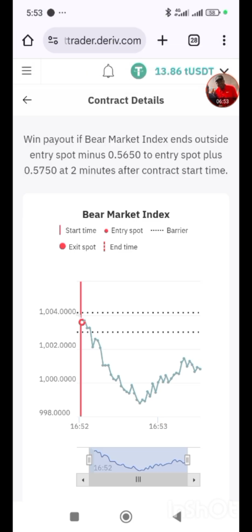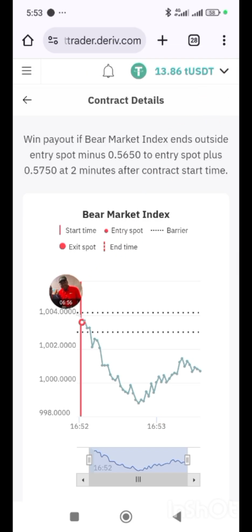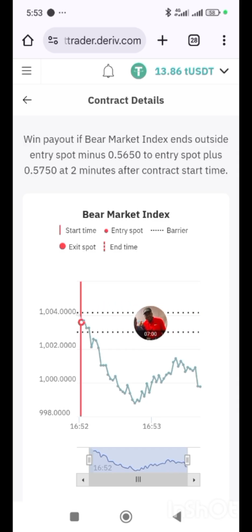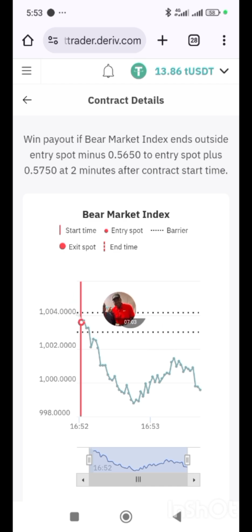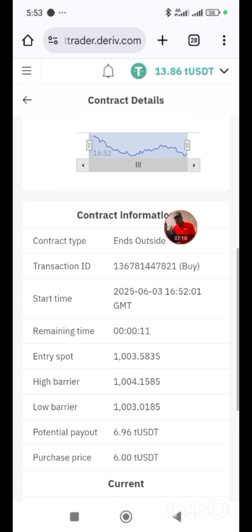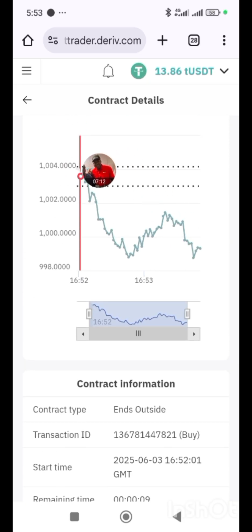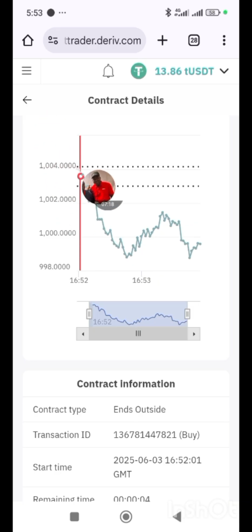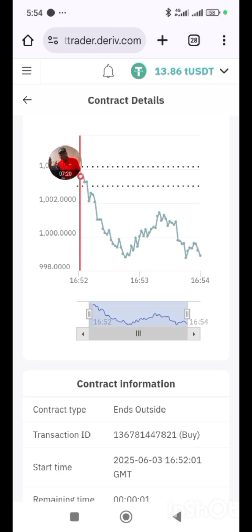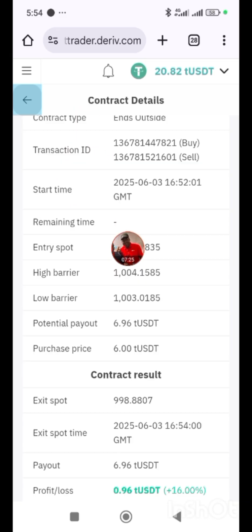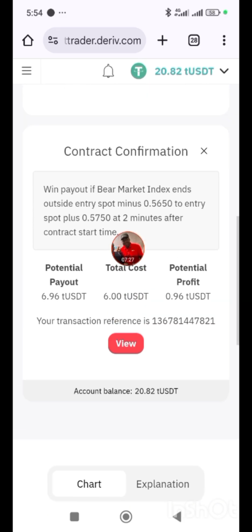This one is ends outside. You see these two lines that you're looking at. I'm saying the price is going to end outside these two lines. That is simply what I am trading. What I am saying is that in 2 minutes, the market will not end here. That means the market is going to move beyond this price. How do I know the market is going to move beyond this price? Because of the strategy.